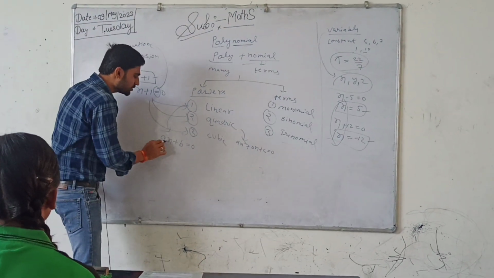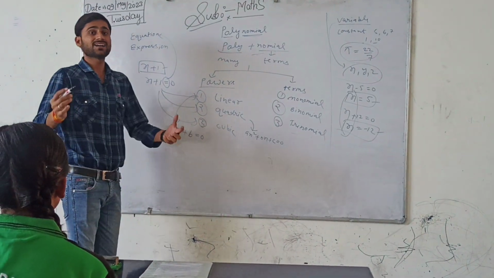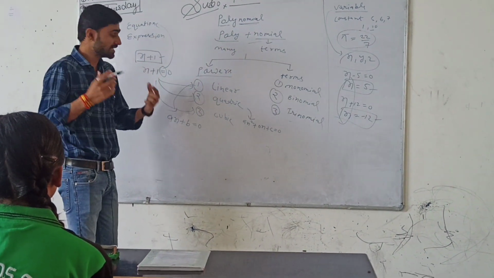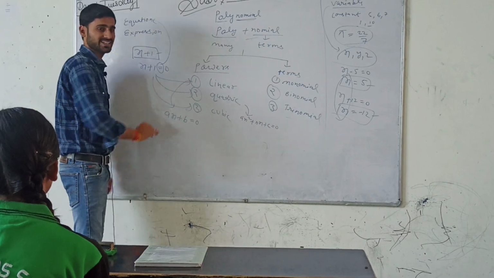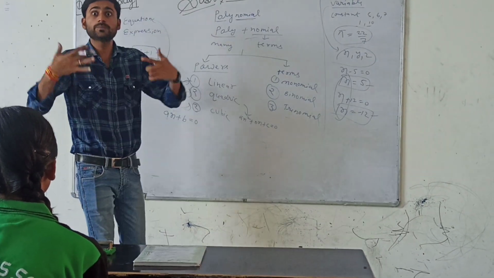Here we talk about the a, b. These are the constants, and we can say that these are the coefficients of the variable.